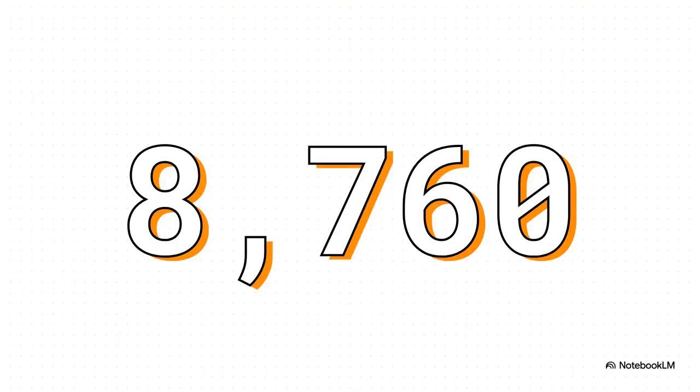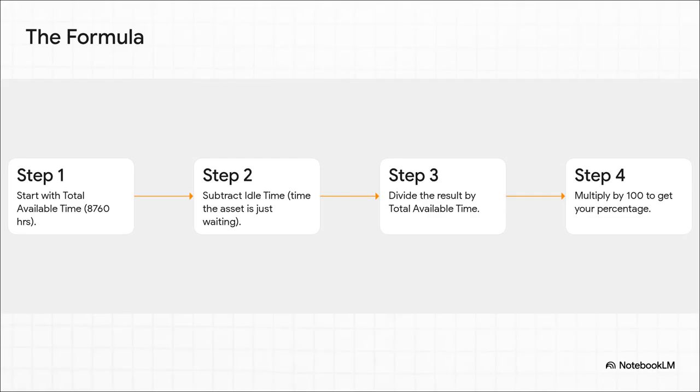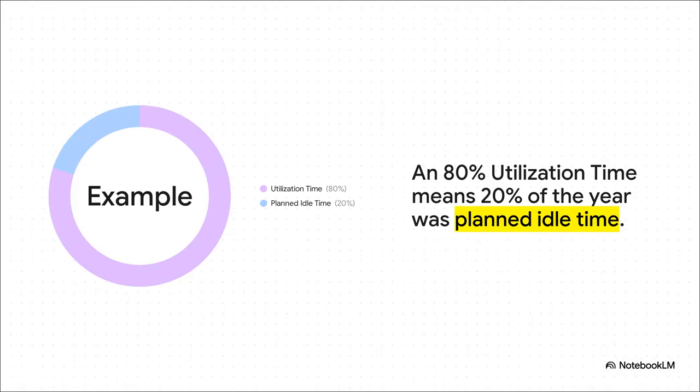Everything starts with one big, unchanging number, 8,760. That's how many hours are in a year. This is our foundation, our total potential time. It's the absolute maximum amount of time any asset could possibly be running. So the formula is just 4 easy steps. You start with that total, 8,760 hours. From that, you subtract all the planned idle time. All those hours you never even intended for the machine to run. Then, you divide that new number by the total time, multiply by 100, and bam, there you have it. That's your utilization time.